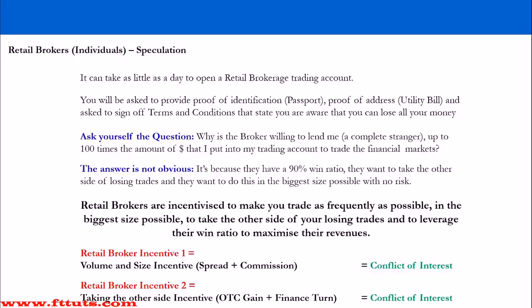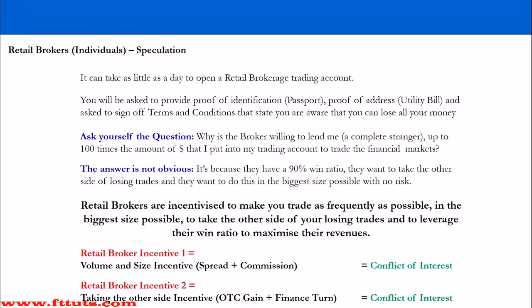It's because they have a 90% win ratio. They are looking to take the other side of your trades, and they want to do this in the biggest size possible with no risk. That's the OTC transaction. They're also lending you the $200,000 at an annualized rate, and on a daily rate, divide that by 365, and the money will come out of your trading account every day. And they'll pay their creditor and keep the difference.